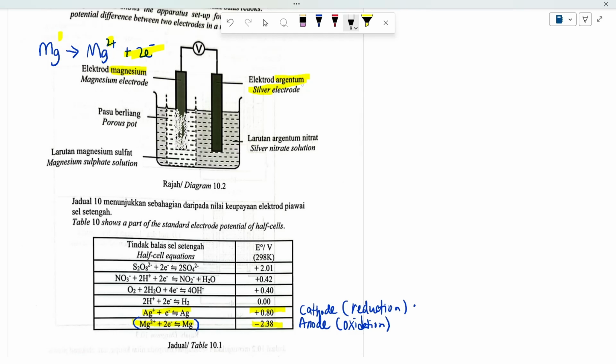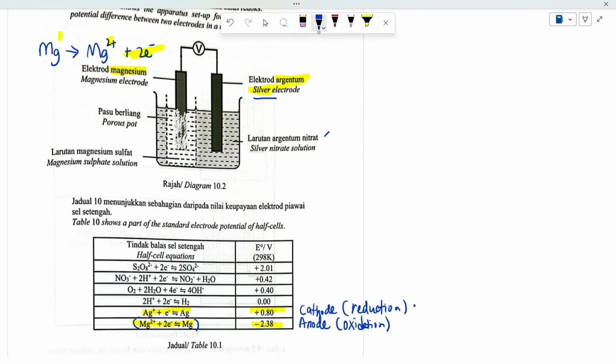At the end, it will all dissolve. If you put it there overnight, it will dissolve all. Okay, now we focus on the cathode. Cathode undergoes reduction, right? Okay. So here we will focus on the ions.